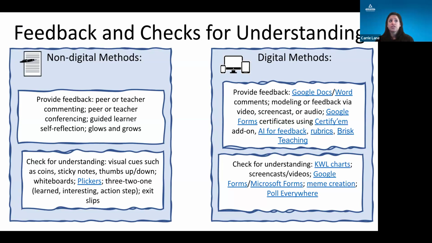Also, things like checks for understanding. So that could be a coin flip. If your coin is on heads, that shows me that you understand. If it's on tails, we need to talk more about it. Thumbs up and down, sticky notes, whiteboards. I link to Plickers, which is kind of like the most bare bones version of a digital way to check for understanding because you only need one device and then you print out cards and students move the cards to show which answer choice they want. And based on that, you can scan that with just one device. And then, of course, exit slips, things like that.